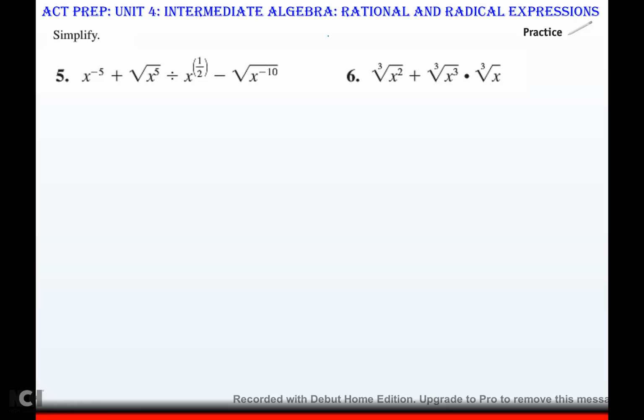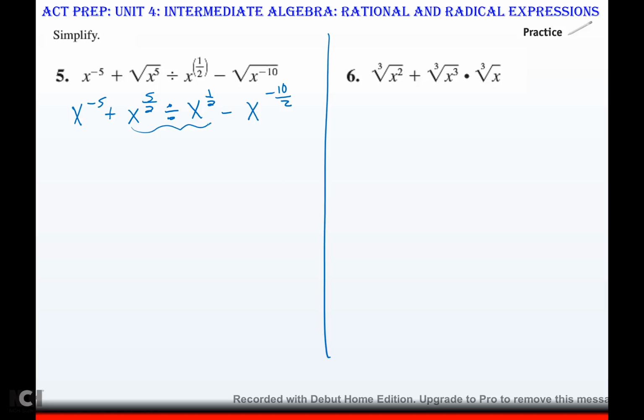All right, so on 5, I'm going to rewrite everything. So I have x to the negative 5th plus x to the 5 over 2 divided by x to the 1/2 minus x to the negative 10 over 2. Okay, I've got to do the dividing first. So that's going to be x to the 5/2 minus 1/2. That's going to be x to the 4/2, which is x squared.